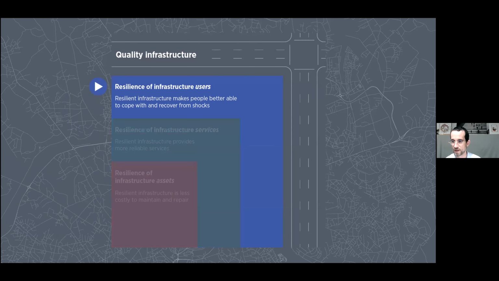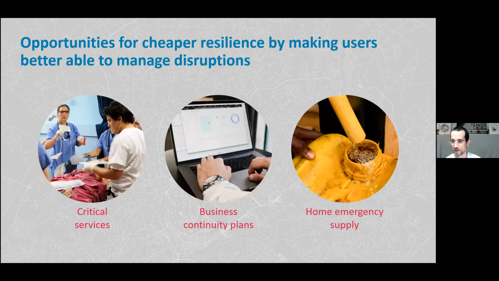The last level is when you bring users. I won't get into the details, but you really have to have a quick look at critical services and how they deal with infrastructure disruptions.